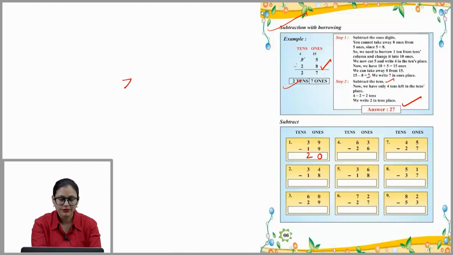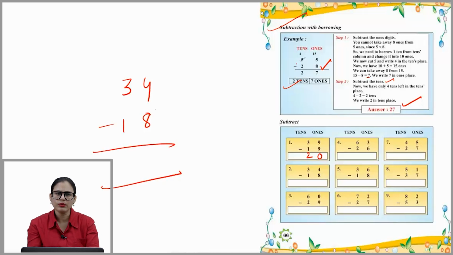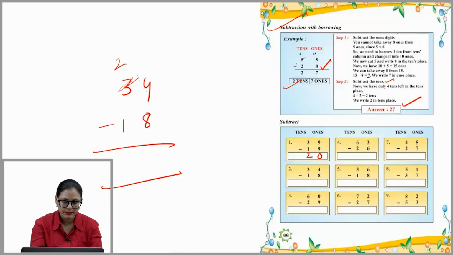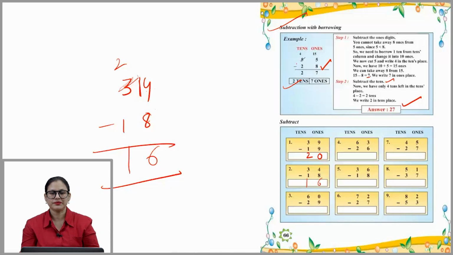Next, 34 minus 18. Can you subtract 8 from 4? Of course not. So what will you do? You will borrow from the tens place. Okay, so we will cut 3. It will become 2 and here it will become 14. Now 14 minus 8 is 6. 2 minus 1 is 1. So 16 is the answer. Right, students?